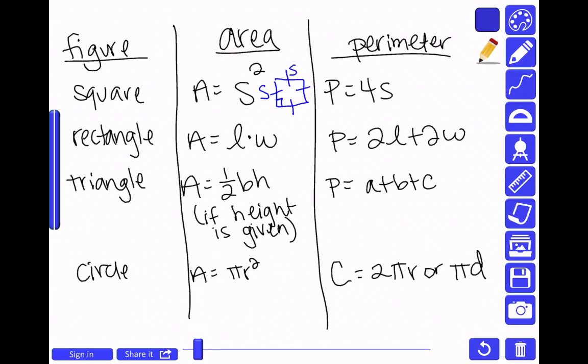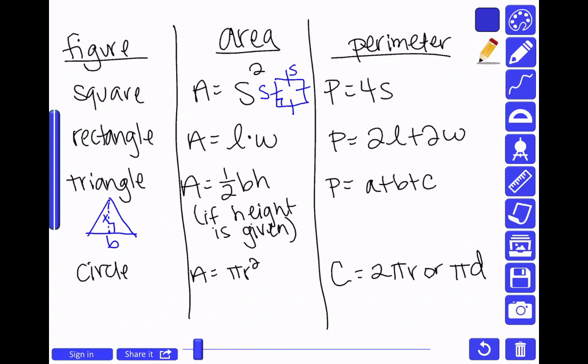For a rectangle, the area is length times width, and the perimeter is 2 times the length plus 2 times the width. For a triangle, if the height of the triangle is given, for example, if we know X, then we can find the area of the triangle using base times height divided by 2, or in other words, 1/2 base times height.